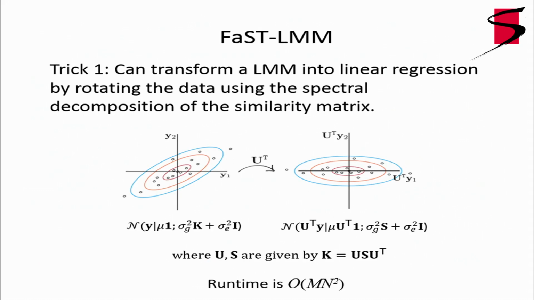So there's basically two algebraic tricks involved in making FaST-LMM fast. The first is that if you do a spectral decomposition of the similarity matrix K, and you take U transpose and use it to rotate all your data, rotate the phenotype, rotate the SNP data, and if you have any covariates, rotate them as well, you can turn the linear mixed model problem, this is the likelihood for the linear mixed model problem, into a linear regression. This is basically linear regression in a rather obtuse form, but it's linear regression nonetheless, and that reduces the runtime down to O(mn^2). So that's one factor.